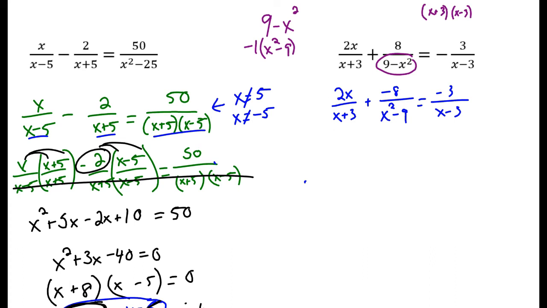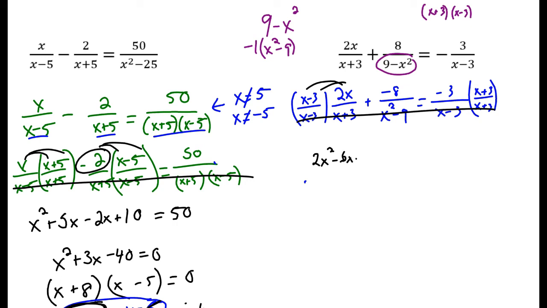So this first term needs the x minus 3, because the common denominator is x plus 3, x minus 3. x squared minus 9 is the common denominator, so I'm going to leave that term alone. If you want to factor that, that's perfectly okay. So, distributing, I don't need my denominators anymore. I get 2x squared minus 6x minus 8 equals distributing negative 3x minus 9.